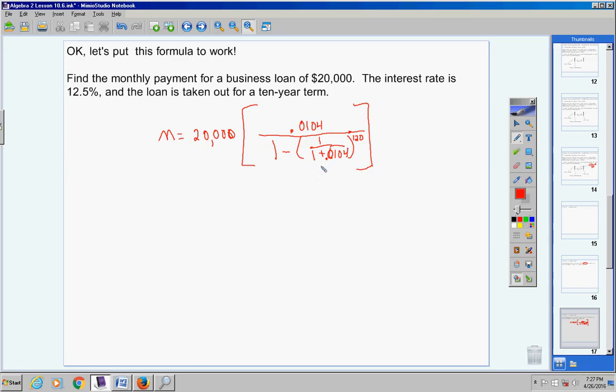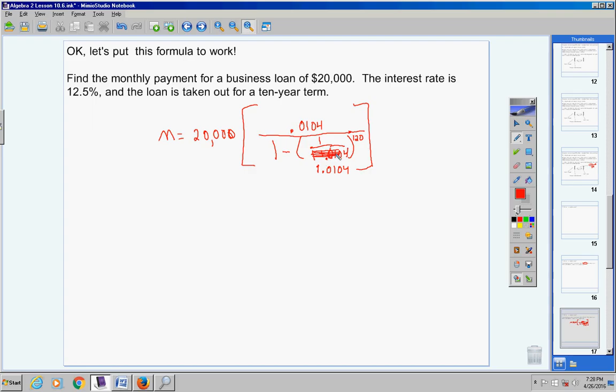So first of all, I have 1 plus this right here. So now I have 1 plus 0.0104, that would be 1.0104. Next, I'm going to type into my calculator 1 divided by 1.0104. Hit enter, and you're going to get something like 0.989707047. Then I'm going to take that number to the 120th power. So raise that to the 120th power, and you'll get this.